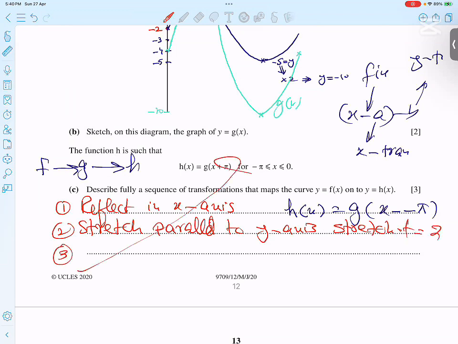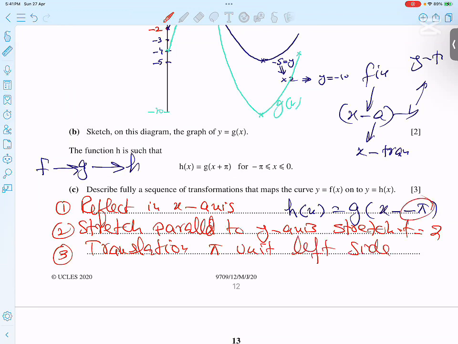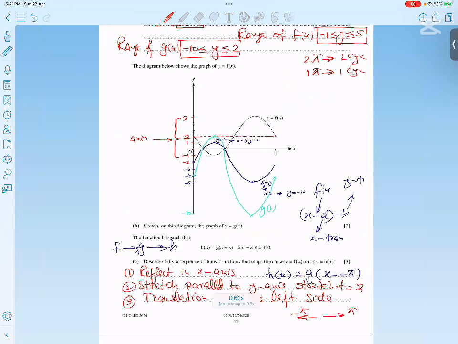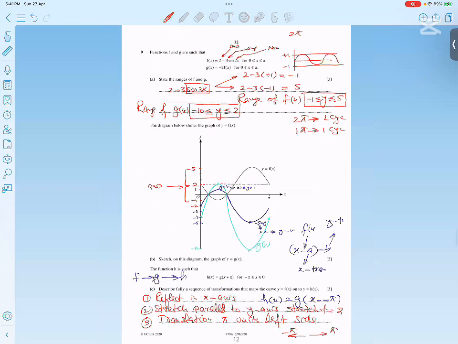Last one. And what is this negative sign? You can see a negative translation. So you can say translation by pi units, pi units left side, sorry. Because it's negative pi. Positive pi means go right side. Negative pi means go left side. So left side is very clear. So translation by pi units, pi units left side. I hope the concept is completely clear for the whole question.